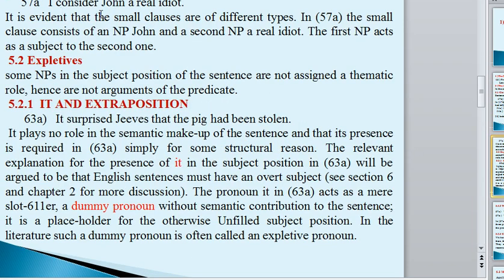Or this one, I consider John a real idiot. You see here, it is evident that small clauses are of different types. In this example, the small clause consists of an NP, John. Okay, you see here, John a real idiot. This is a small clause. We call it a small clause. It consists of NP, John, and a second NP, a real idiot. It consists of two NPs. The first NP, John, acts as a subject to the second NP. We call it a small clause. This is a kind of clause, okay?